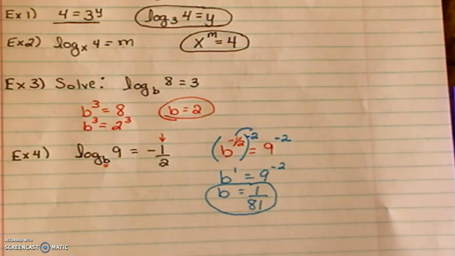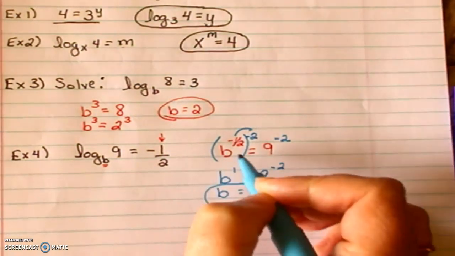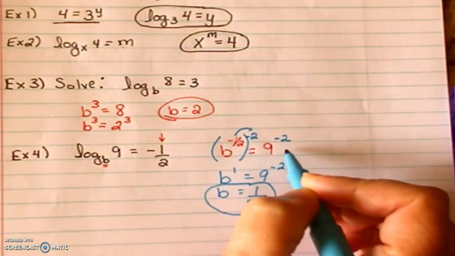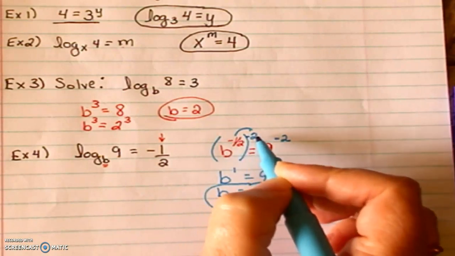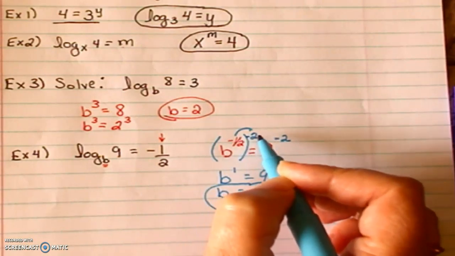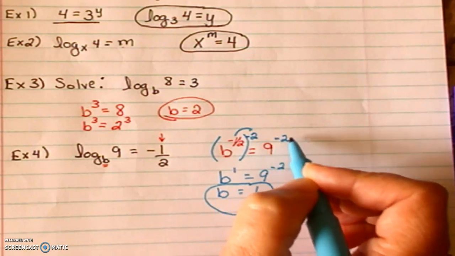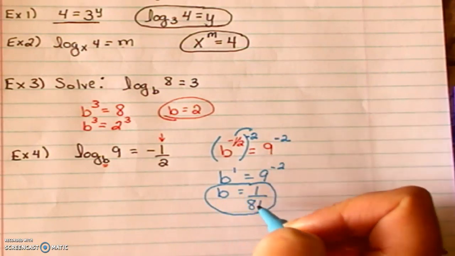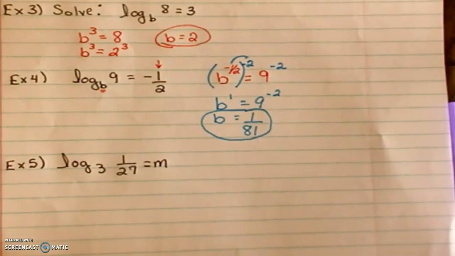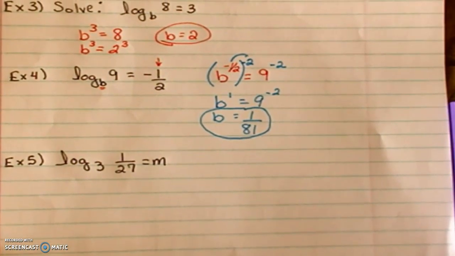1/81. So revisit that. Change it into logarithmic format, which is in red. You raise it to the reciprocal power, which is -2, but you have to do that to the other side, and then simplify that.